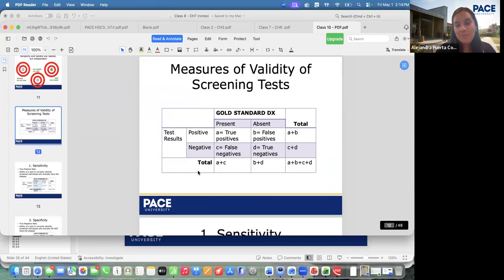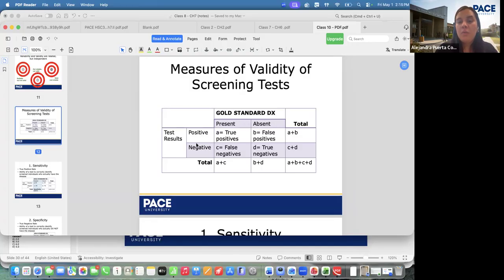A new 2x2 table. In this one, I'm going to be measuring the validity of a screening test compared to what? To the gold standard, right? Okay, so on this side, I have my test results, positive or negative. This is what my test is, right? And this is what I'm going to compare it to, the gold standard. The gold standard is going to tell me if a person really has a disease or not, okay?